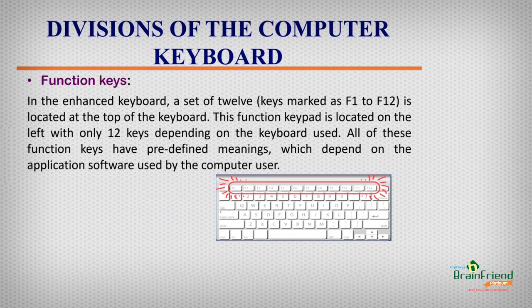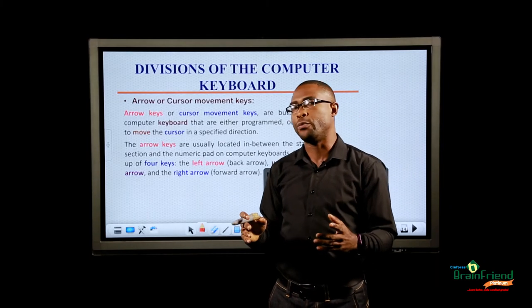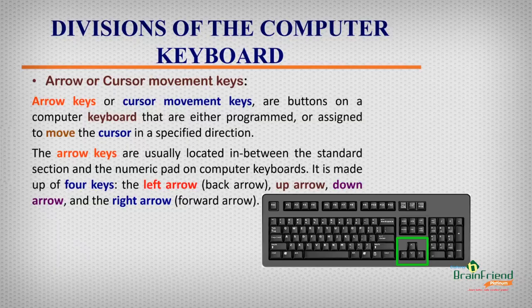The next is the function keys. The function keys are designed to perform predefined activities on the computer. Going further, we have the arrow or cursor movement keys. These keys allow the computer operator to move the cursor anywhere around the working area. By pressing the up arrow key, you are moving the cursor upward. If you press the left arrow key, you're moving your cursor to the left-hand side. Pressing the right arrow key moves your cursor to the right-hand side, and pressing the down arrow key takes your cursor downwards.